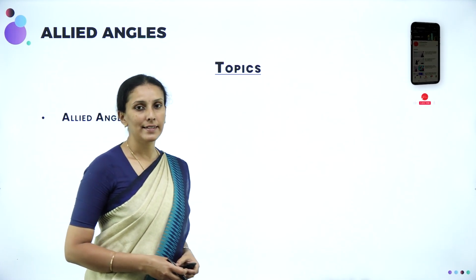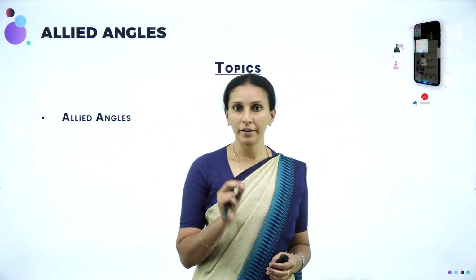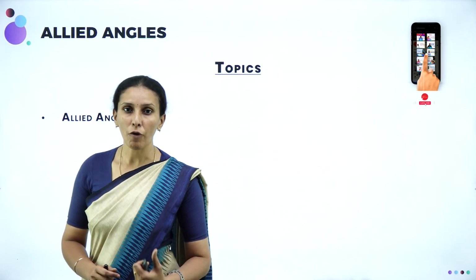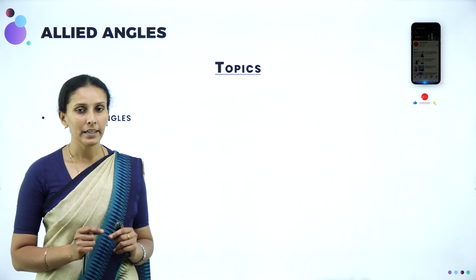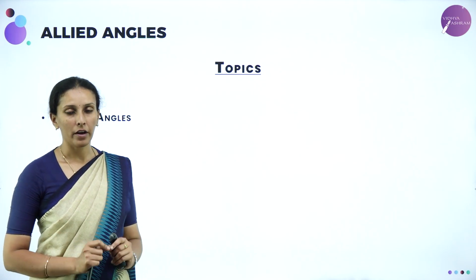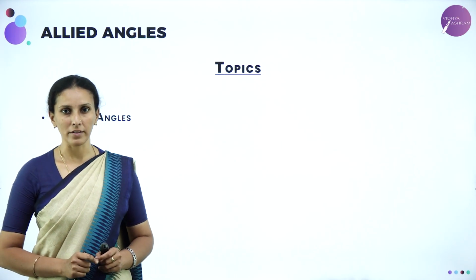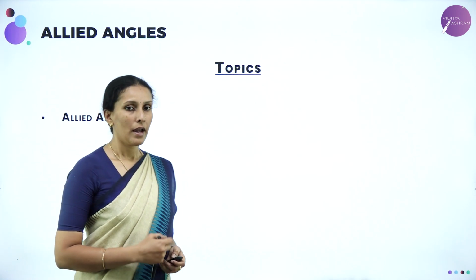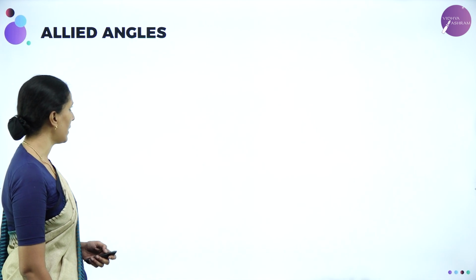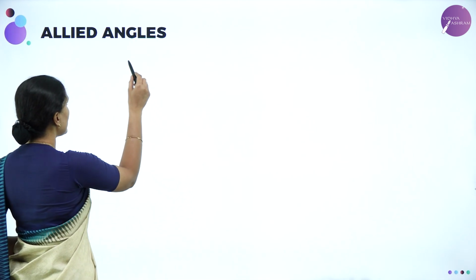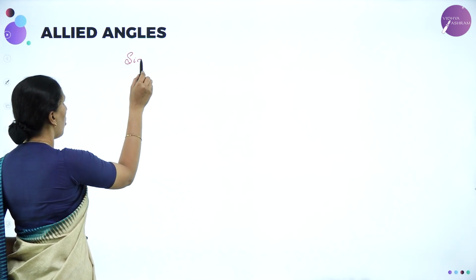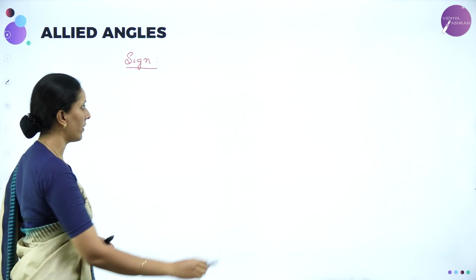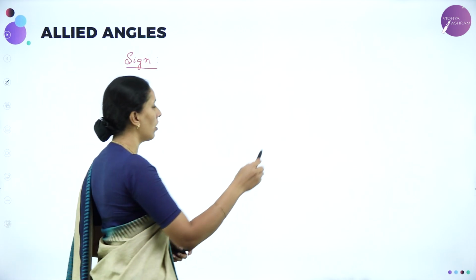In our previous session, we have learned some of the standard values of the standard angles of all the 6 trigonometric ratios. We have also learned the sign of all 6 trigonometric ratios in 4 different quadrants. And today we are taking that as an example and we are learning about the allied angles. So before that, let us see what are the signs of all trigonometric ratios in all the quadrants.